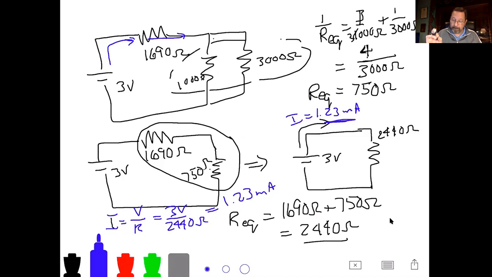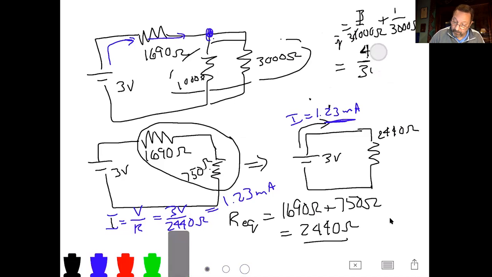Now, what happens when it hits this junction right here, this node? Well, it must split. It doesn't split equally because the two resistors don't have the same value, but I think we can figure out how much it does split using the same idea that we used for the capacitor network in the earlier problem. I'm going to erase some of this because I don't think we need this anymore.